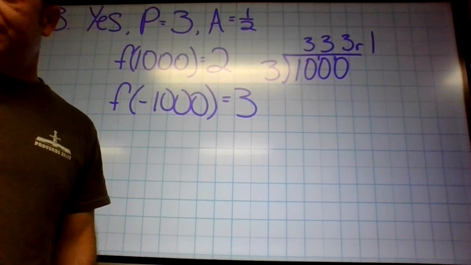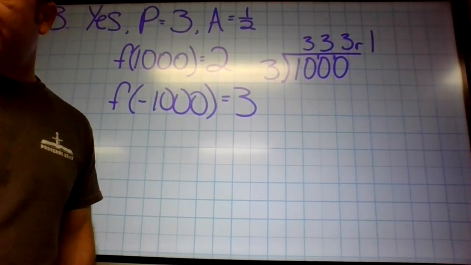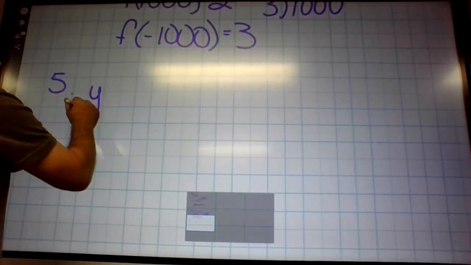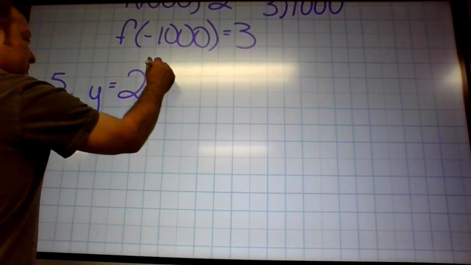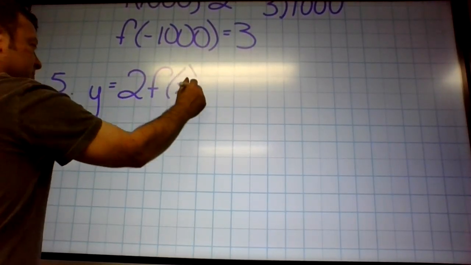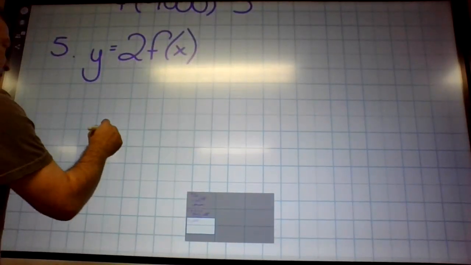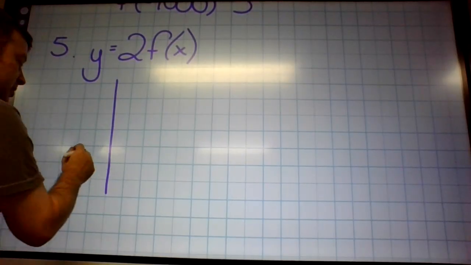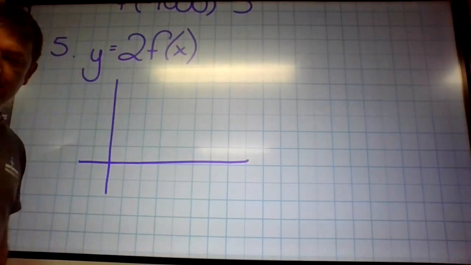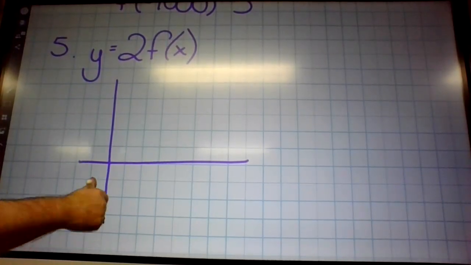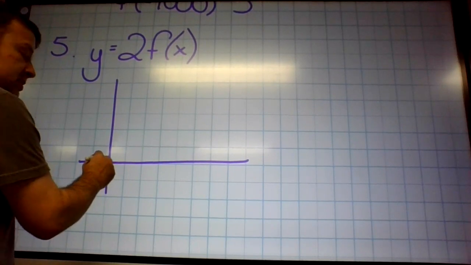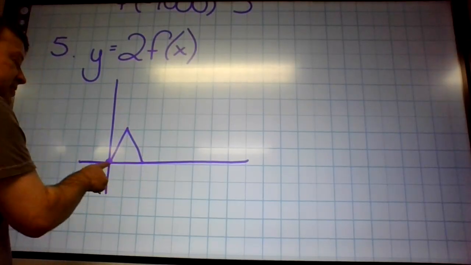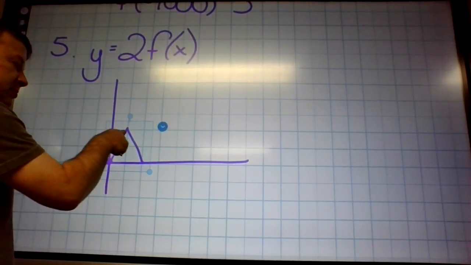Alright, use the graph of y equals f of x shown at the right to sketch the graph of each of the following. Okay, a lot of these tricks we should know from the past. What happens when we multiply the entire function by 2? What do you guys think will happen to that graph? By how much? It'll be twice as tall. So instead of going from 0 to 1, it's going to go from 0 to 2.